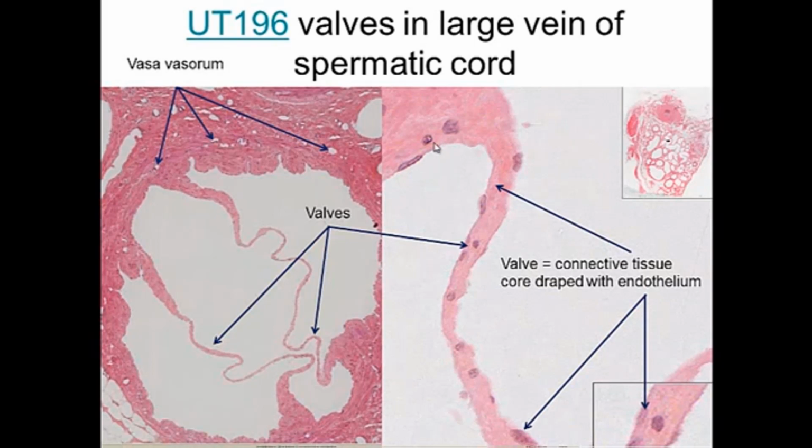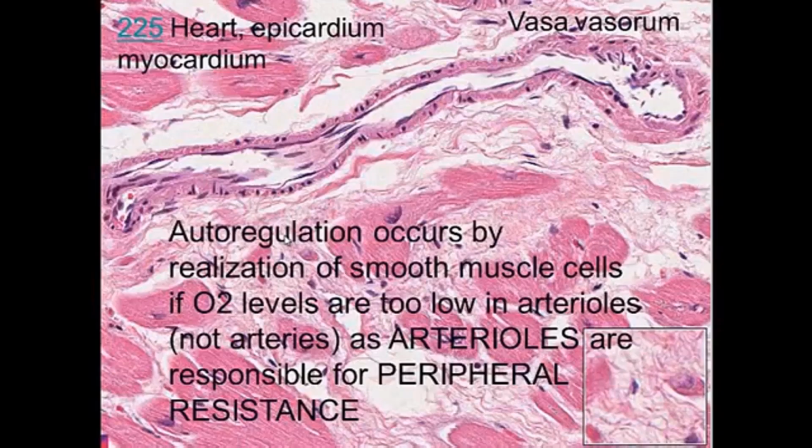Large veins have valves. Valves have connective tissue with endothelial cells draped over them. That's what we see. And you can see the valve goes all the way across, and all we see is a sliver of it, but the valve is really like a sheet that will prevent blood from going through whenever it's closed. Here we can see the vasa vasorum, which is a blood vessel, little arteriole in the heart epicardium, and myocardium has it too. But that's what we see.